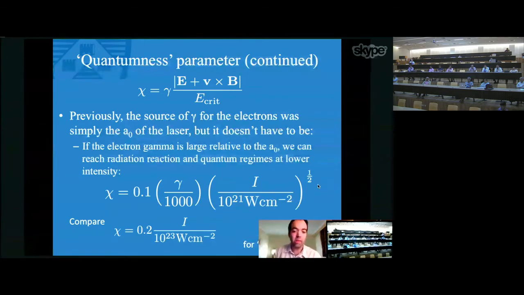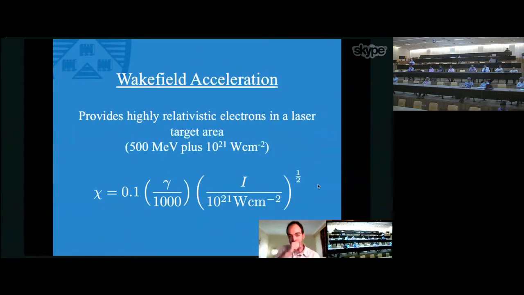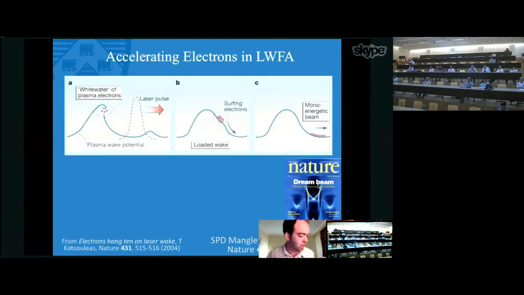So what we need is an electron beam that's fast, and we need a laser that's intense. And so the obvious option is wake field acceleration. This means that we can provide highly relativistic electrons and provide them in a target area where an intense laser is available. And so that's what we do. And a quick overview of wake field acceleration, although I understand there have been several talks on wake field acceleration already, but I'll take it back to 2004, to the glory days of the Nature paper and the Dream Beam.